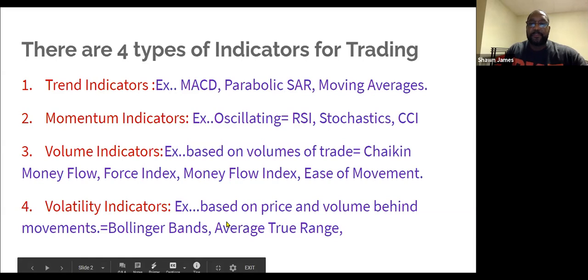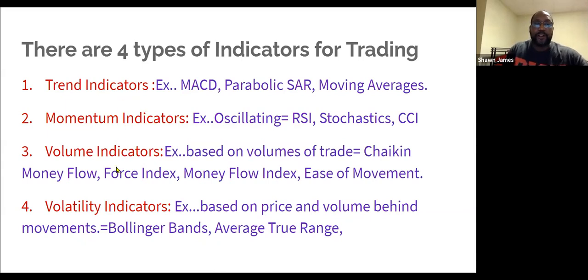This is based on price and volume. Okay, up here we're really talking about volume, but here it's based on the price action and volume behind the movements. And here's where we use Bollinger Bands and the average true range. And of course, there are a number of other ones, okay? So understand that these fall into 4 categories.